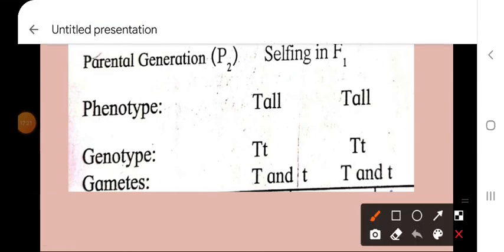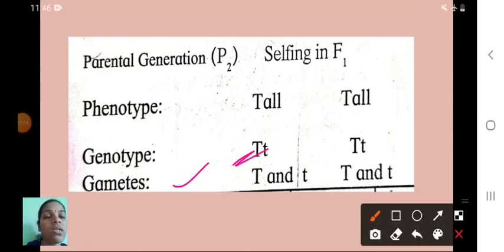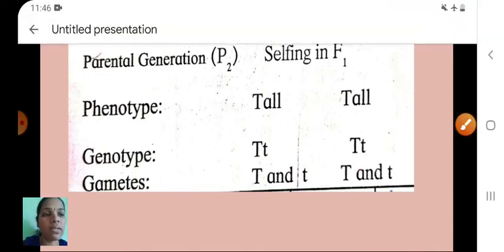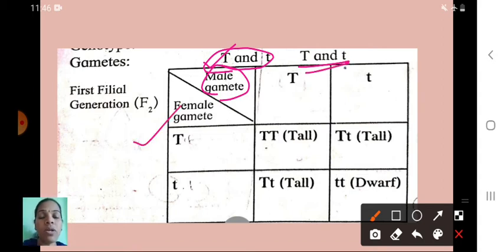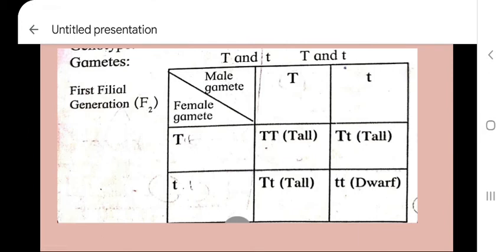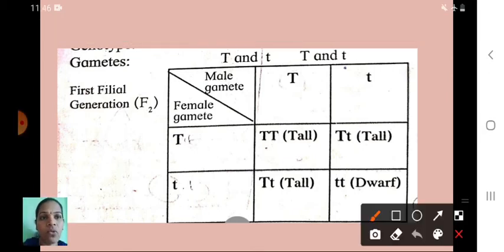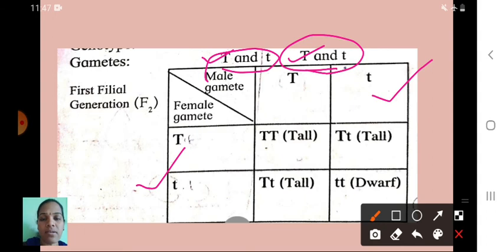So children, see here, gametes are formed from the parent, isn't it? So here capital letter T, small letter t. Next is this. Yes, these are the gametes, and here is the male gamete, and this is the female gamete. This is called the Punnett square, and with the help of the square we can easily get the ratio of phenotype and genotype. See here children, how many gametes are there? 4 gametes are there, isn't it? This is the male gamete I have written here, and this is the female gamete I have written here.